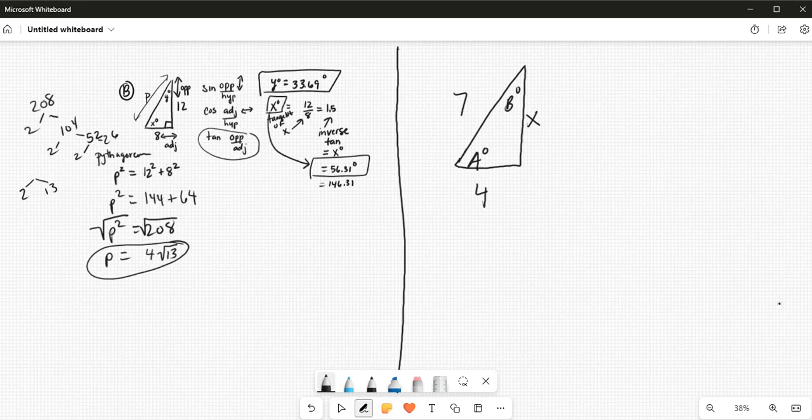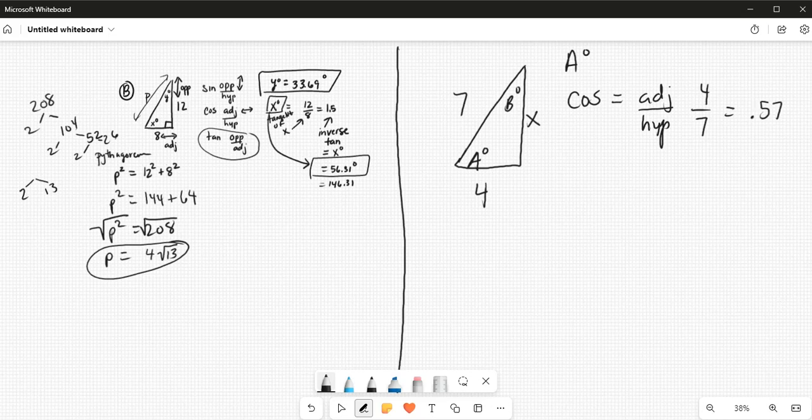Okay. To find A, we're going to have to use a ratio that uses hypotenuse and adjacent. So that would be the cosine. So the cosine is equal to adjacent over hypotenuse. So we're just going to divide 4 by 7. And that will give us the cosine of angle A. So 4 divided by 7 is 0.57.